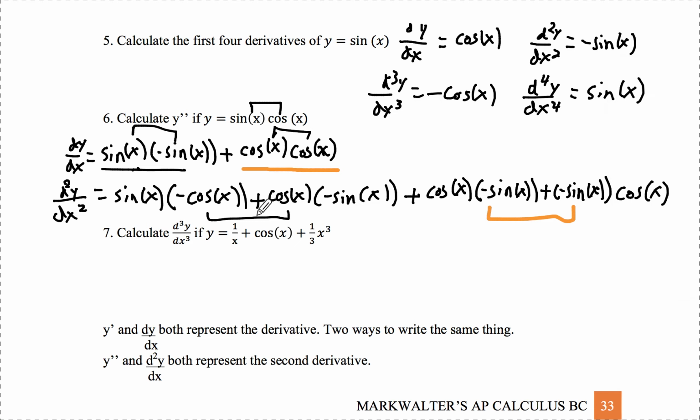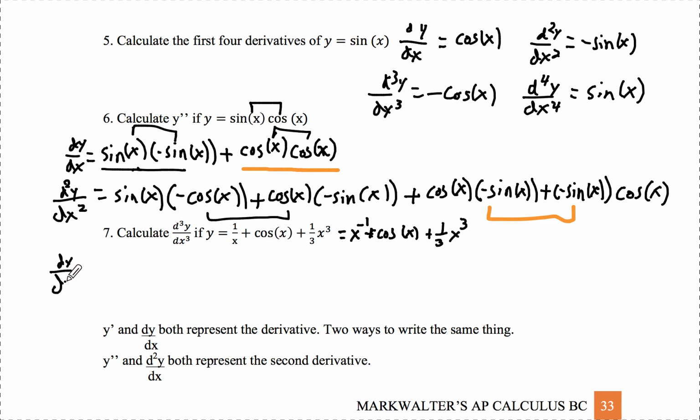Okay, we want to calculate the third derivative of this thing here. I see I have 1 over x. Let me just go ahead and rewrite this so I can see powers. Okay, so 1 over x is x to the negative first power plus cosine of x plus 1/3 x cubed.